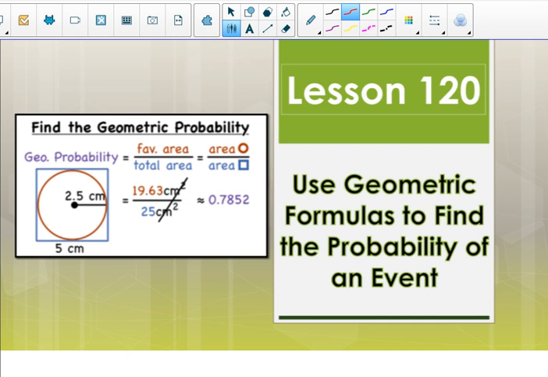Hi everyone, welcome to the last lesson of Algebra 1, lesson 120. Use geometric formulas to find the probability of an event.